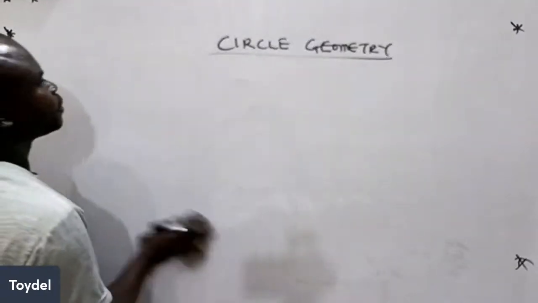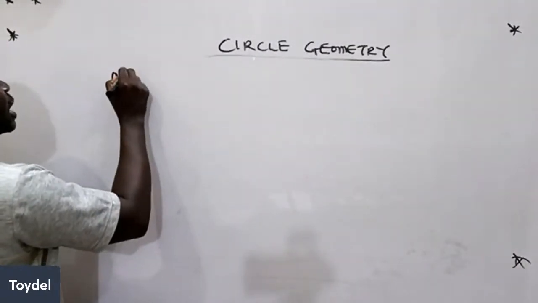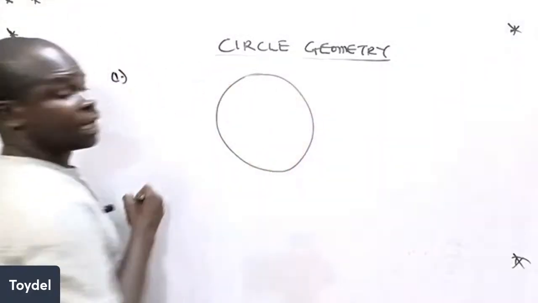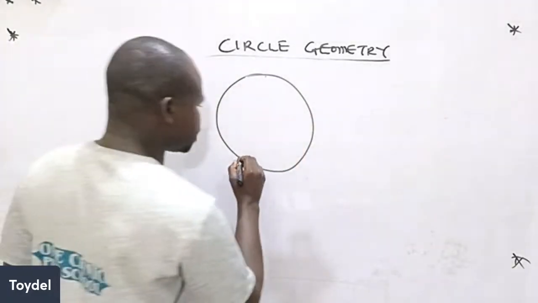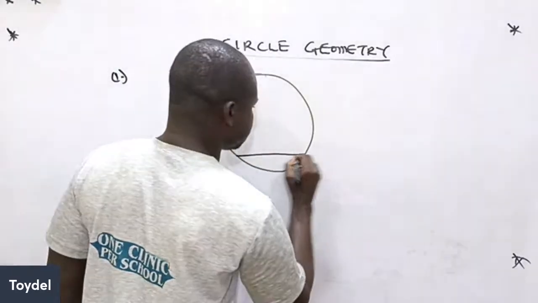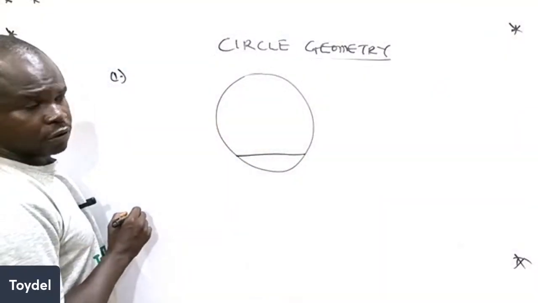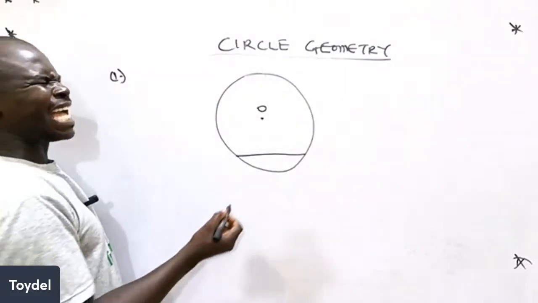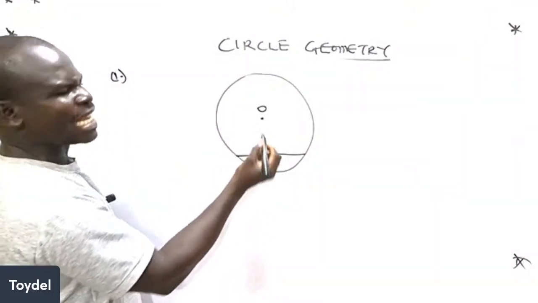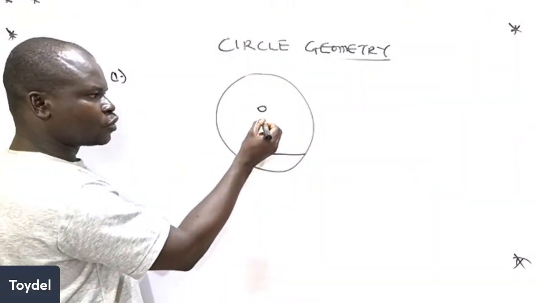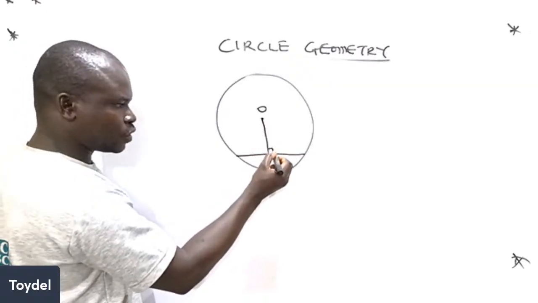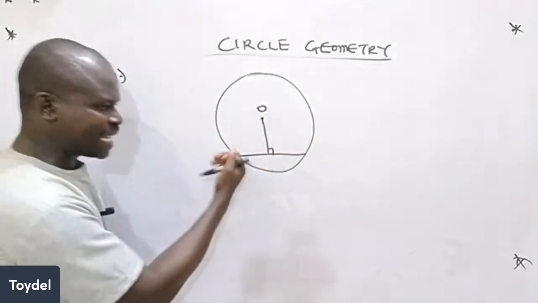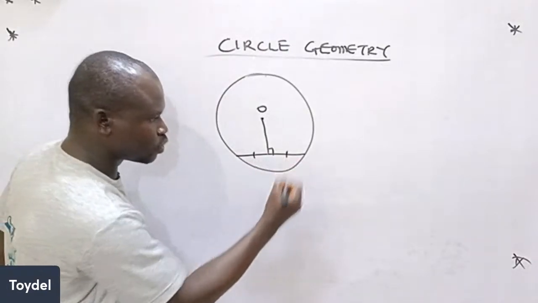The first theorem, theorem 1 under circle geometry, is the theorem that talks about a chord. The theorem says that if you have a chord, and this is the center of the circle, a line drawn from the center of the circle to a chord bisects the chord. That is, it divides the chord into 2 equal halves.